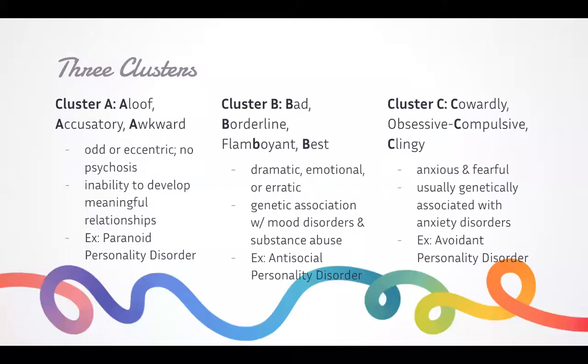And then finally, we move on to cluster C. Cowardly has to do with the avoidant personality disorder. Obsessive compulsive has to do with obsessive compulsive personality disorder, not to be confused with obsessive compulsive disorder. I'll tell you a little bit of the difference after I talk about this section. And finally, clingy goes with dependent disorder. In all of the cluster C personality disorders, patients are usually anxious and fearful, and their personality disorders are usually genetically associated with anxiety disorders. So the example for this one is going to be avoidant personality disorder.